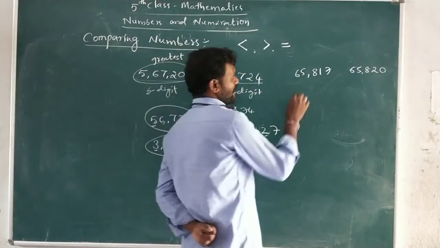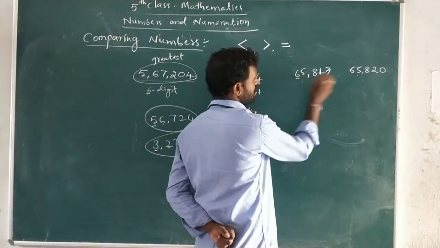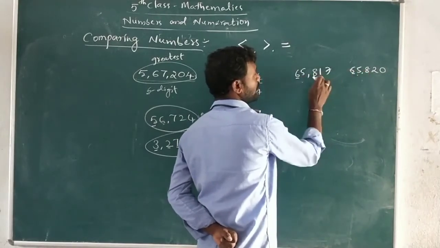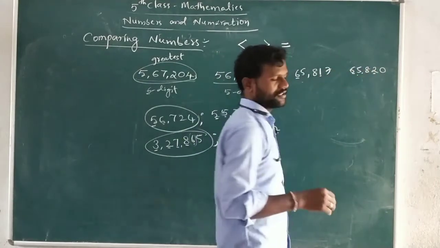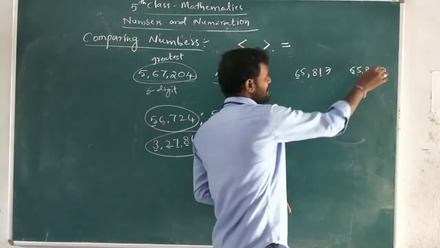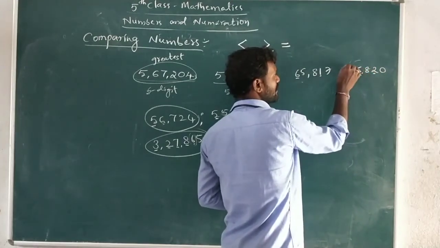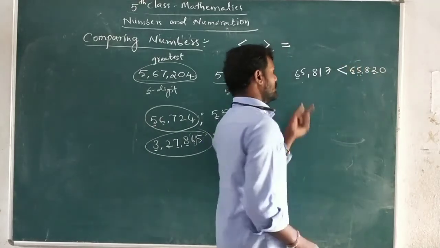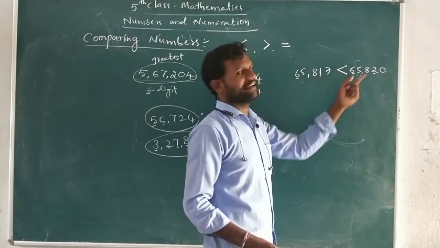So now, which is bigger and which is smaller in this? First identify: 6, 6, 5, 5, 8, 8, 1, 2. So where is it different? Here 1 and here 2. Now which one is bigger, 1 or 2? 2 is bigger. So this number is bigger. This number is bigger means which symbol you have to write? This symbol. What is this symbol? Less than. So 65,817 is less than 65,820.